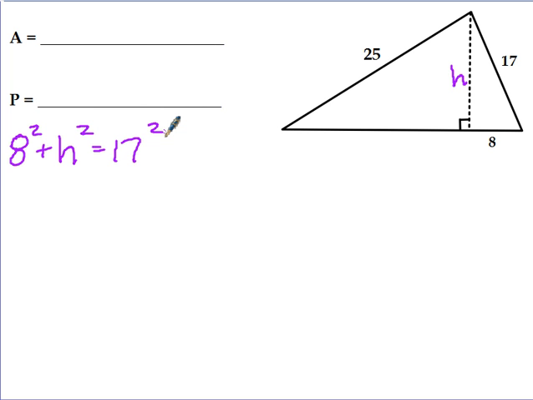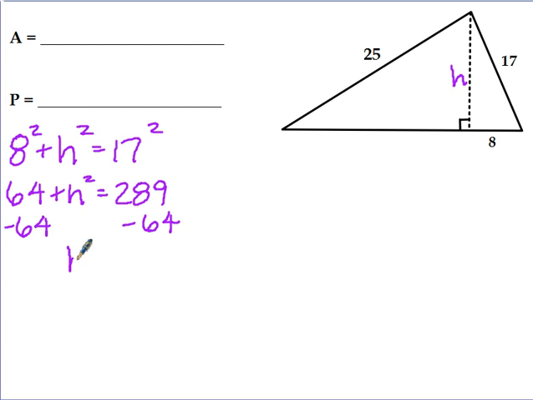So I'll square both numbers, and then I'll subtract 64 from both sides. And then I'll take the square root of both sides so that h is 15. And they're not always going to be whole numbers. All of the examples here so far were whole numbers, but you might get a decimal, and that's okay. We're just going to round to 1 decimal place.